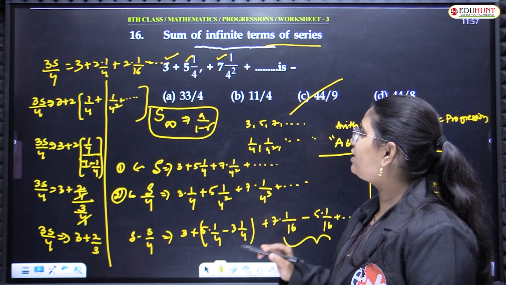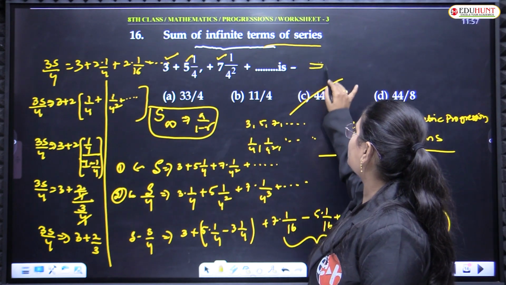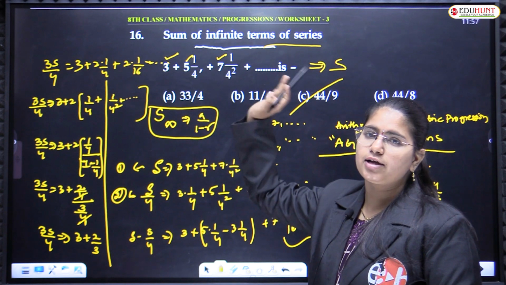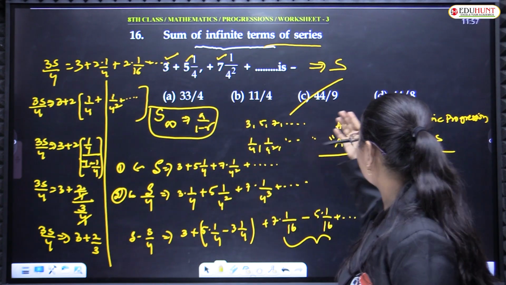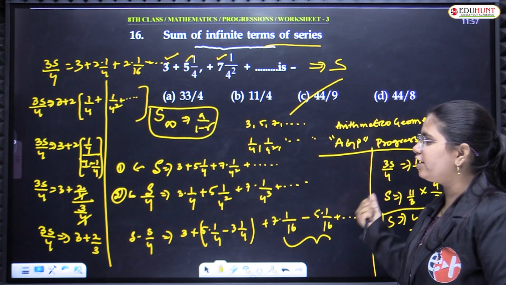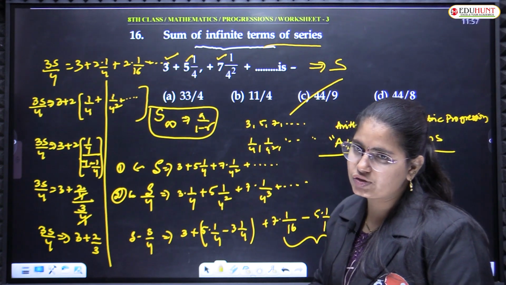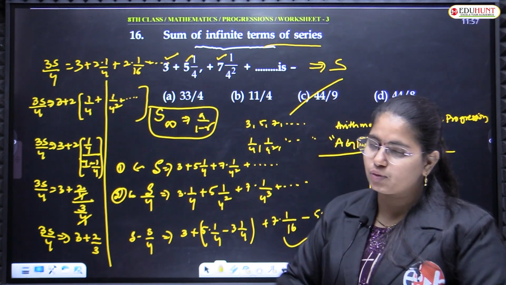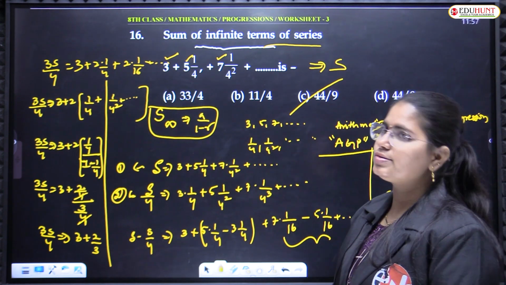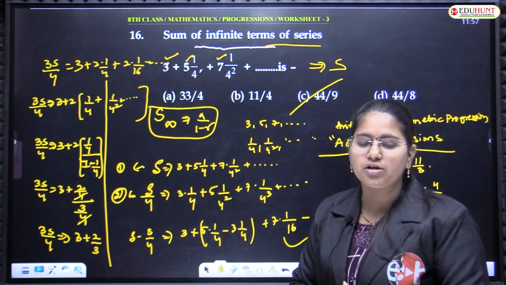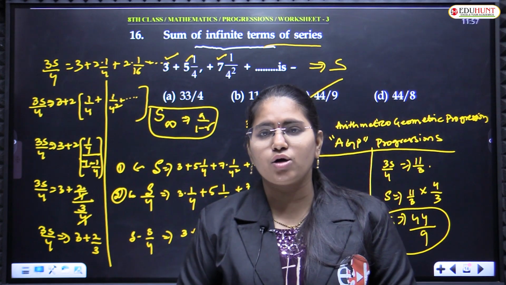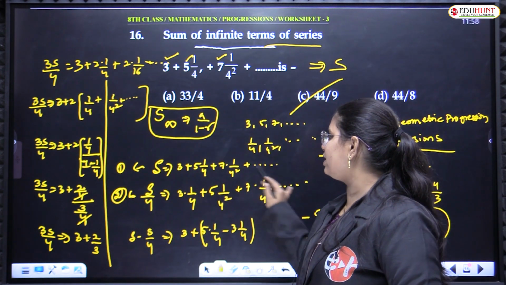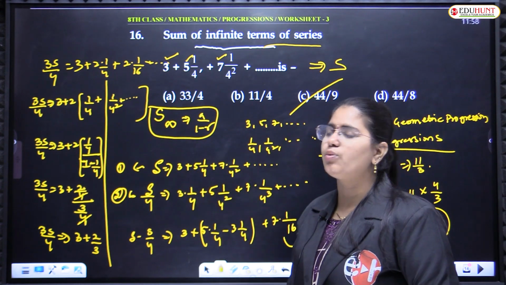I repeat again. Let me take this complete series value as S. Given an arithmetic-co-geometric progression, I also defined why it is called that: the whole part is in arithmetic progression, and the fractional part is in geometric progression. So together it is called an arithmetic-co-geometric progression. So what I am doing here is letting the complete progression be S.